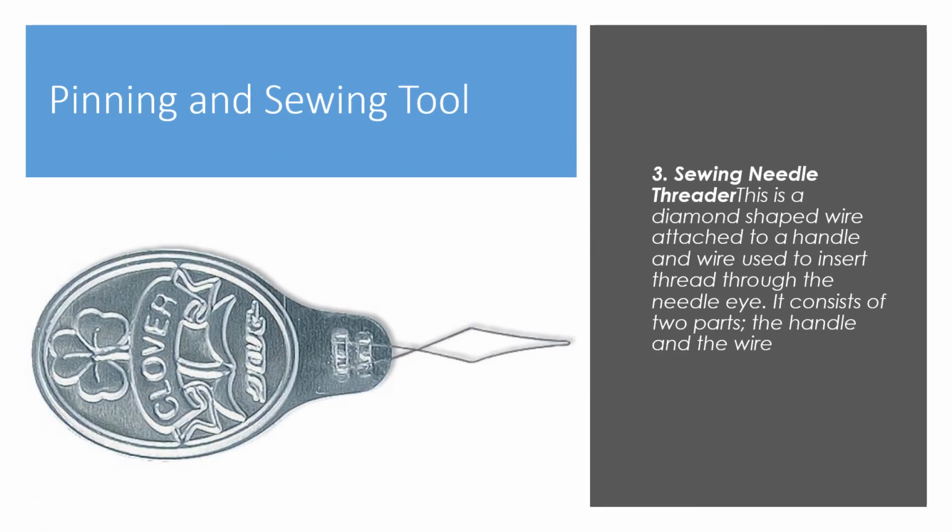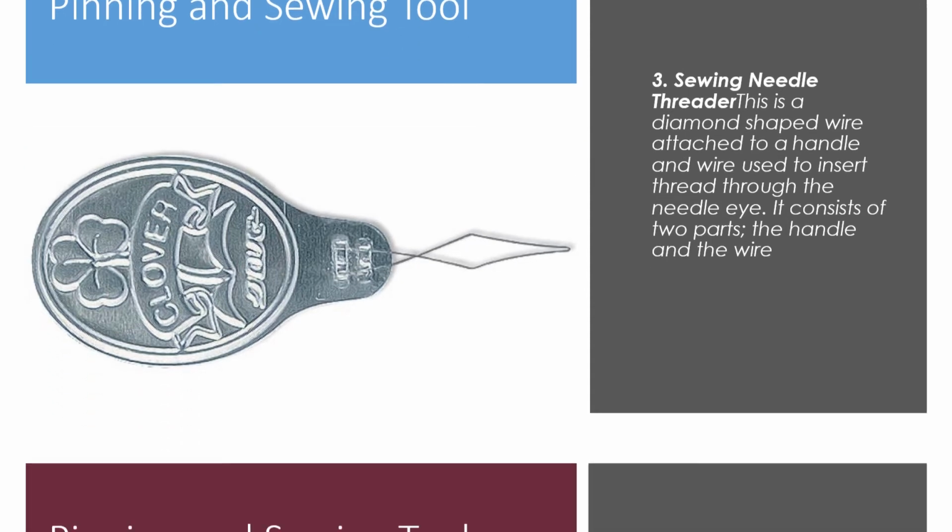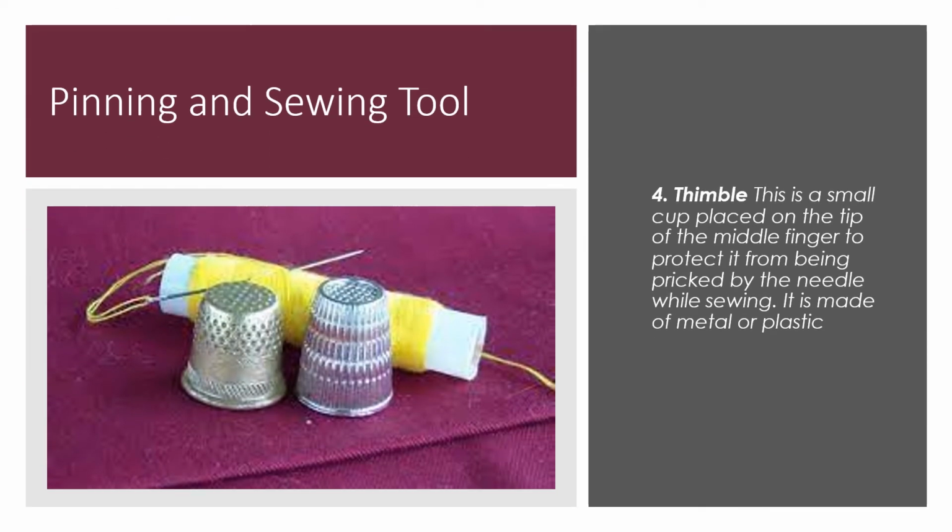Pinning and sewing tool. Number 3 is a sewing needle threader. This is a diamond-shaped wire attached to a handle and wire used to insert thread through the needle eye. It consists of two parts, the handle and the wire.